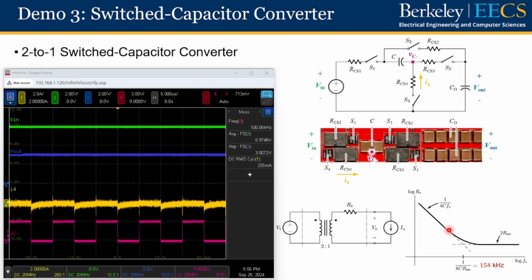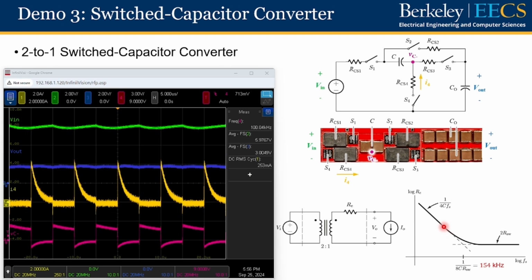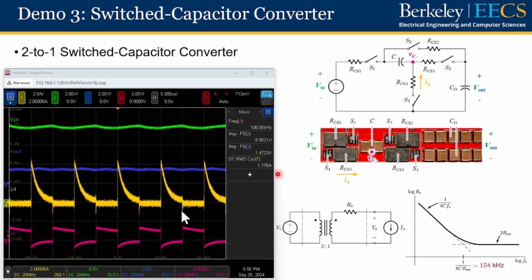Now let me turn on the electronic load and let it draw 1.5 amps of current from our converter. Since we are pushing current through our switch capacitor converter, there is some voltage drop across the output resistance. And therefore, we can see that the output voltage has dropped from 3 volts to roughly 1.4 volts. Also, we can notice that there is a quite spiky current flowing through the switch S4.